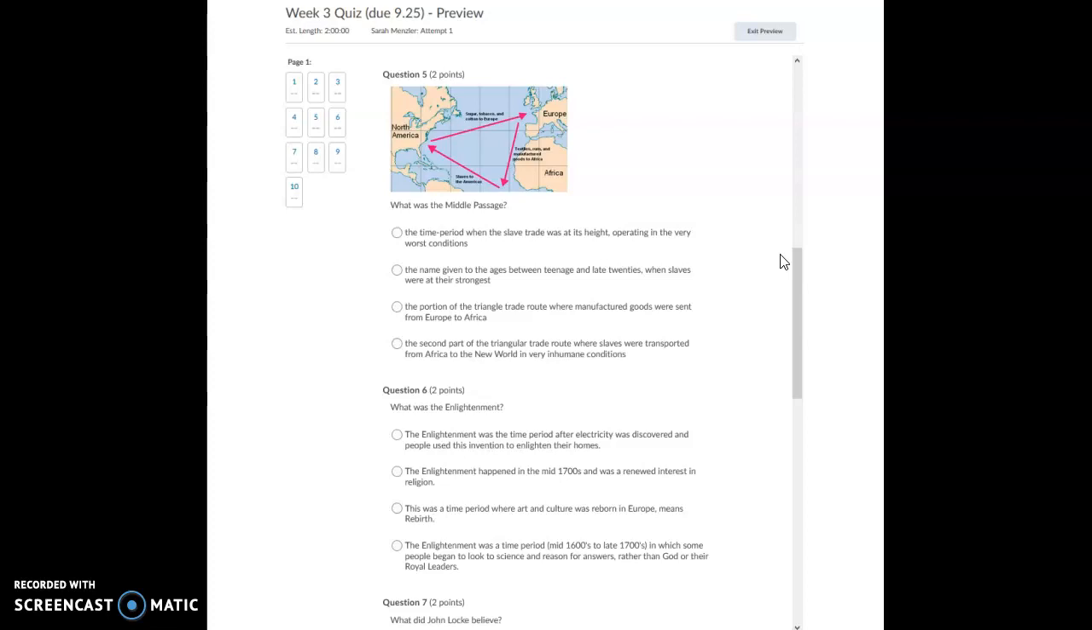Question number 6. What was the Enlightenment? The Enlightenment was the time period after electricity was discovered, and people used this invention to enlighten their homes. Or the Enlightenment happened in the mid-1700s and was a renewed interest in religion. Or was it a time period where art and culture was reborn in Europe, meaning rebirth? Or finally, was it a time period, mid-1600s to late 1700s, in which some people began to look to science and reason for answers rather than God or their royal leaders?